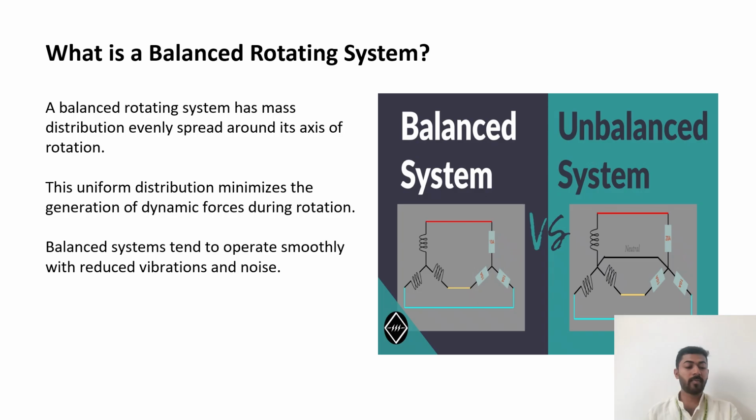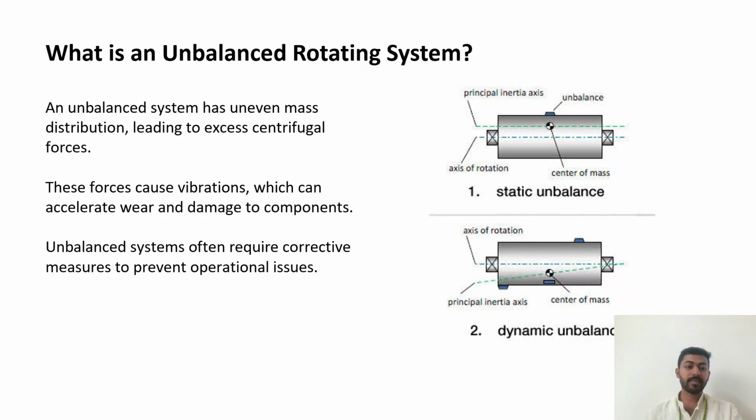For a system to be perfectly balanced, two conditions must be satisfied. The sum of all forces must be zero. Examples: a balanced system and an unbalanced system, the line diagram. Balanced systems tend to operate smoothly with reduced vibrations and noise. The sum of all forces must be zero, and the sum of all moments must also be zero. This ensures that there is no shaking or wobbling during rotation.